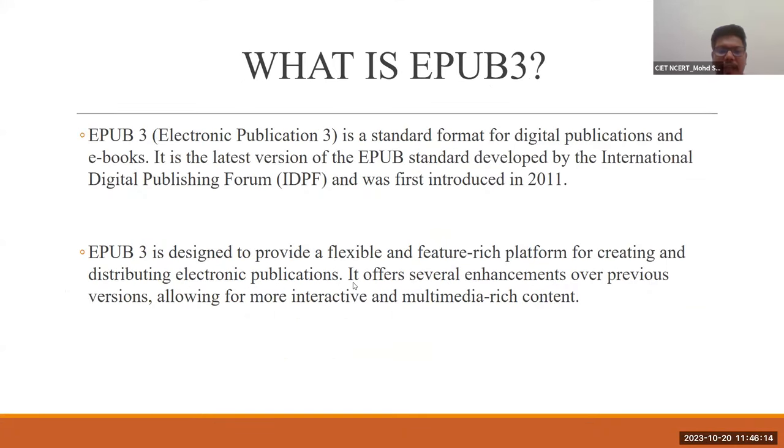What is EPUB 3? EPUB 3 stands for Electronic Publication Version 3. It is a standard format for digital publications and ebooks. It is the latest version of the EPUB standard developed by the International Digital Publishing Forum, IDPF, and was first introduced in 2011. EPUB 3 is designed to provide a flexible and feature-rich platform for creating and distributing electronic publications. It offers several enhancements over previous versions, allowing for more interactive and multimedia-rich content.